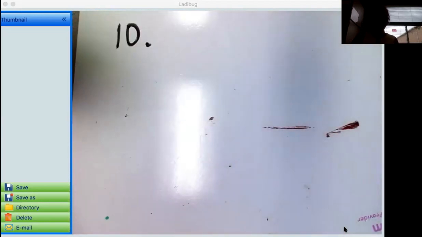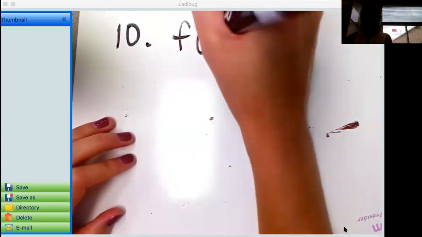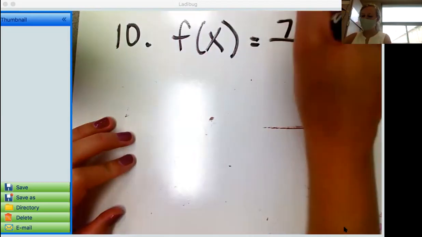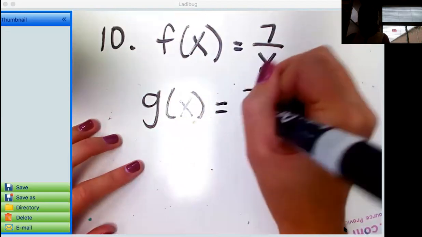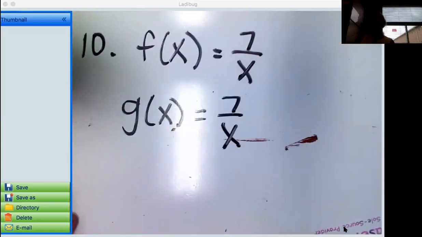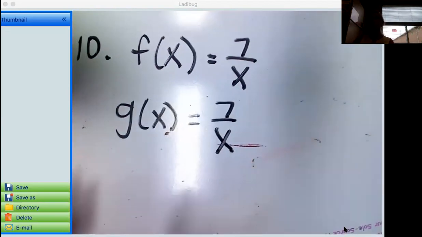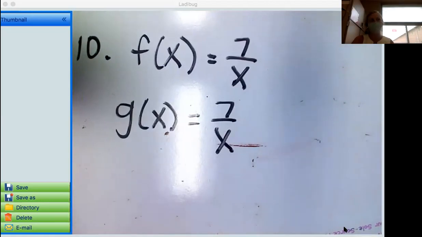Rocking and rolling. Number 10. This one is tricky. These are the ones we're going to learn about today. Do you guys know what kind of function this is? It's a special kind of rational function because, yes, it is a ratio, when x is in the denominator and only the denominator. That's okay. We'll talk about it today.